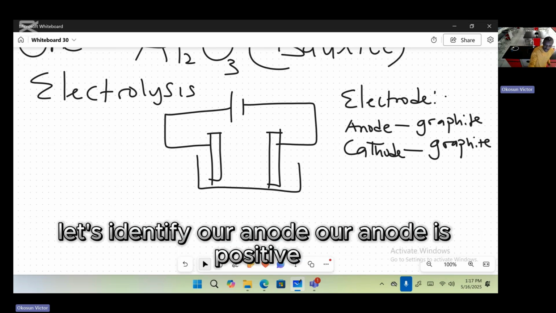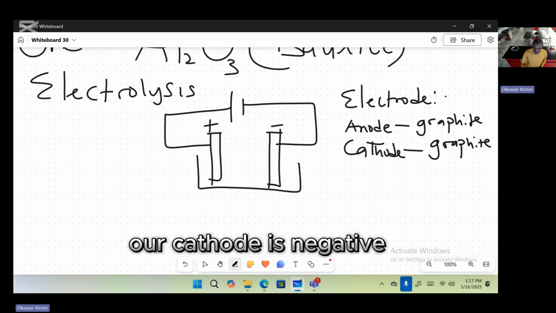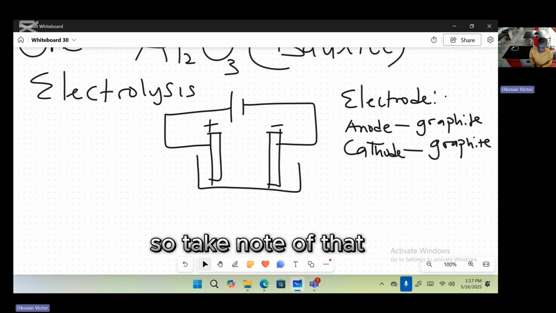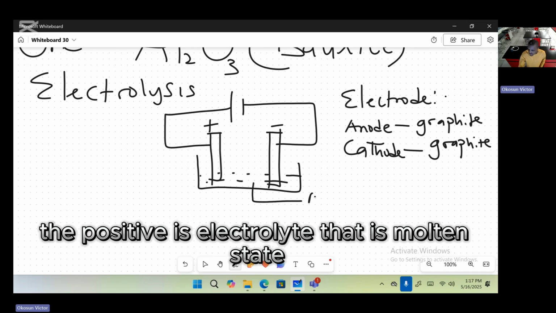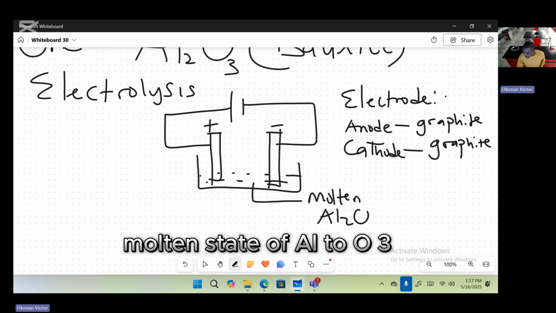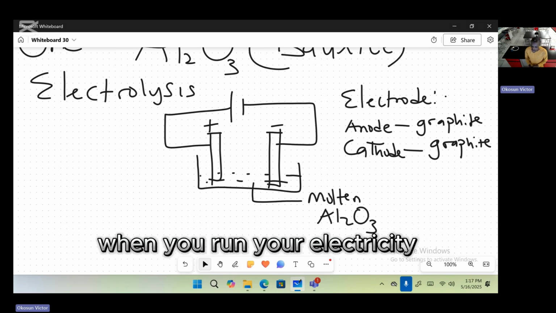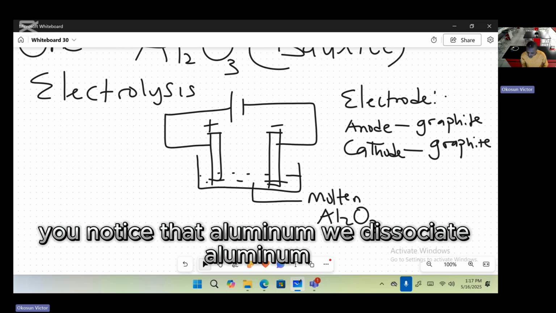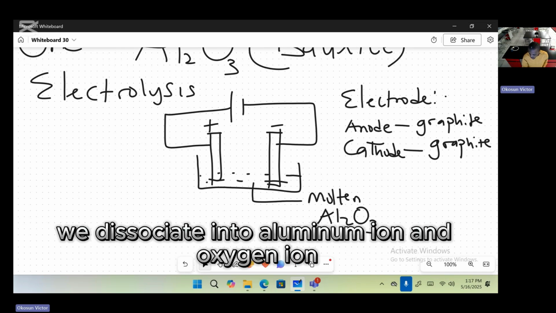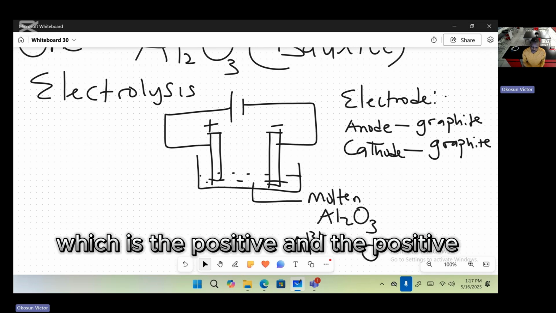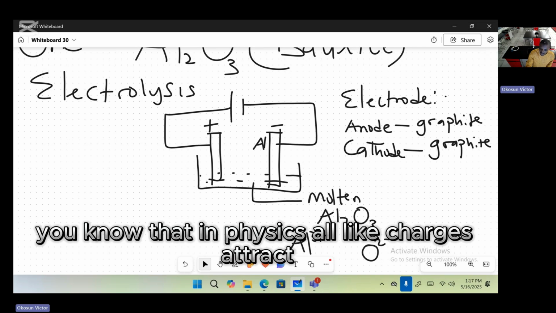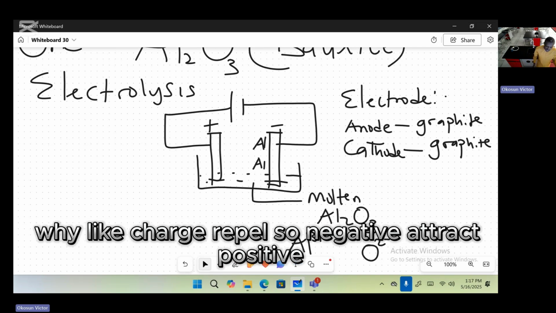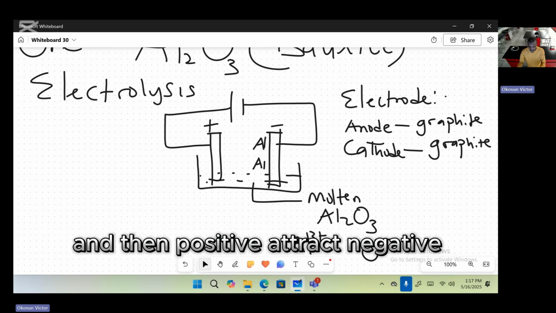So let's identify our anode. Our anode is positive, our cathode is negative, and they are made up of graphite. So take note of that. And then, of course, the bauxite is your electrolyte, that is the molten state of Al2O3. And then you run your electricity. When you run your electricity, you notice that the aluminium oxide will dissociate into aluminium ion and oxygen ion. Now guess what? Aluminium ion, which is the positive ion, otherwise known as cation, will be attracted to the negative. You know that in physics, unlike charges attract, while like charges repel. So negative attracts positive, and positive attracts negative.